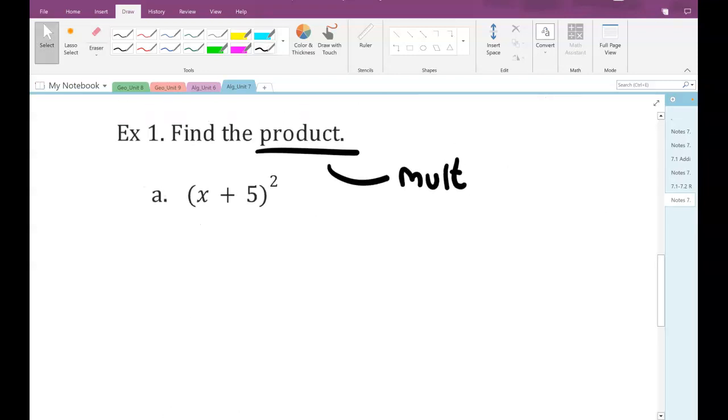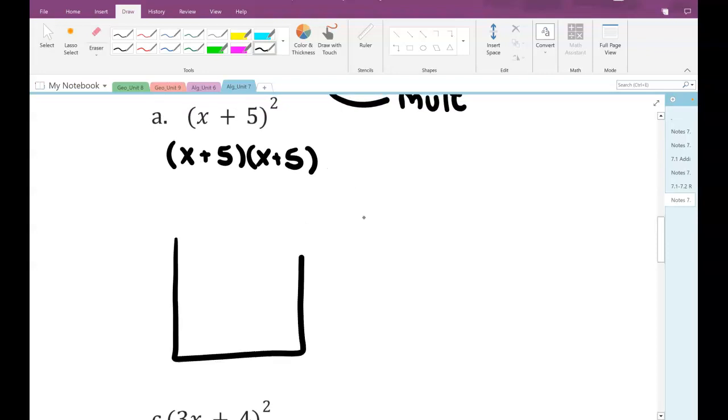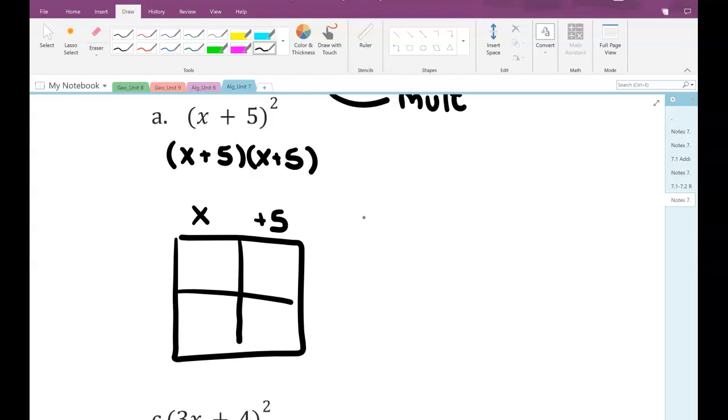So x plus 5 squared, if we were to write this out, this is x plus 5, and then another x plus 5. This line looks more like what we've had in the past that we can use our box method on. As we review the box method, you draw your box. If it's a binomial times a binomial, it should have 2 rows and 2 columns. You put your first parentheses on the top, so an x plus 5 on the top, and then you put your second parentheses on the side, so another x plus 5.